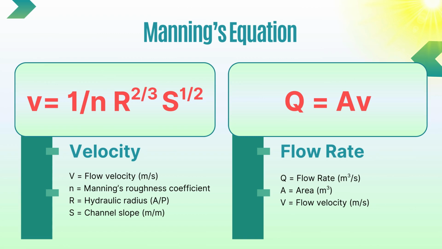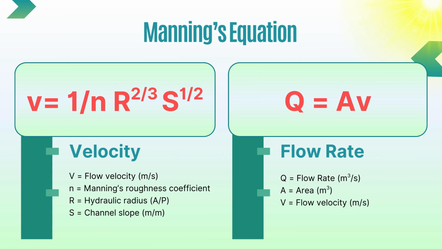This equation helps engineers understand how fast water will move in a given channel, which is crucial for preventing flooding and designing safe infrastructure. Now, to find flow rate, we simply take the velocity we just calculated and multiply it by the cross-sectional area of flow.